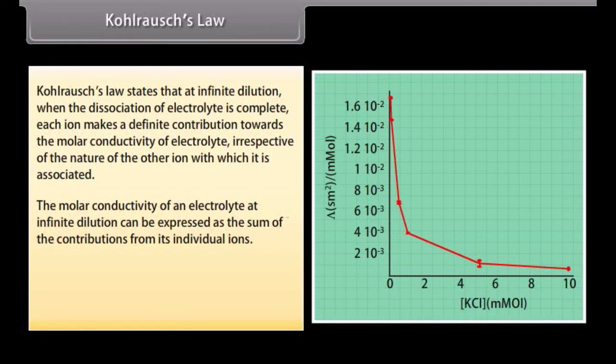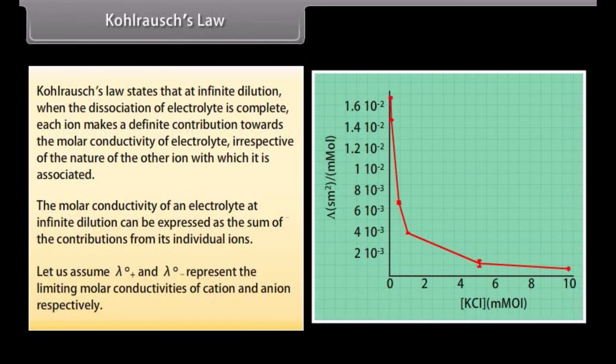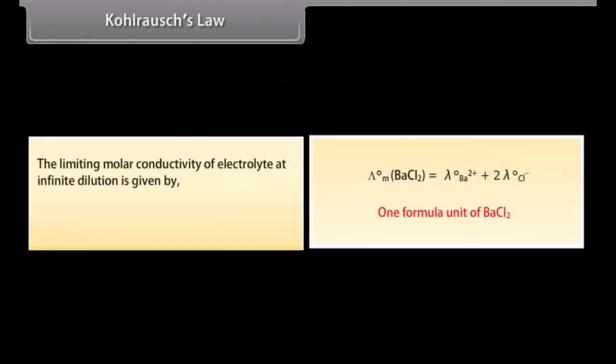Let us assume lambda naught positive and lambda naught negative represent the limiting molar conductivities of cation and anion respectively. The limiting molar conductivity of the electrolyte at infinite dilution is given by V positive lambda naught positive plus V negative lambda naught negative, where V positive and V negative represent the number of positive and negative ions furnished by each formula unit.